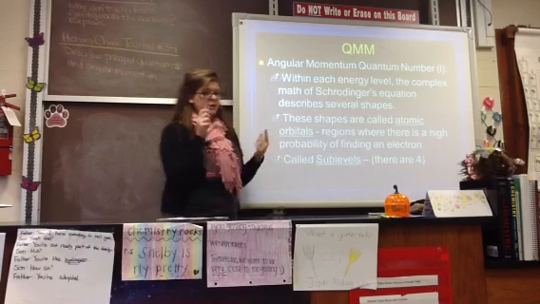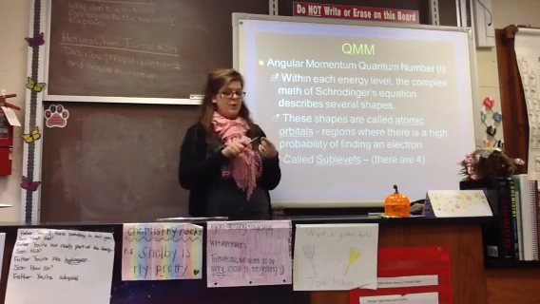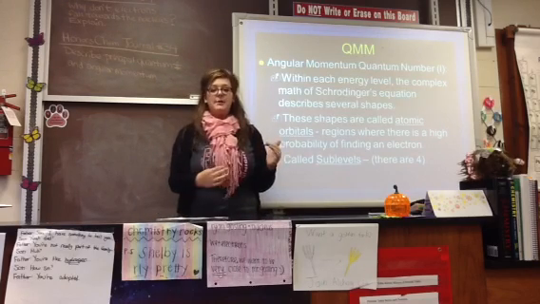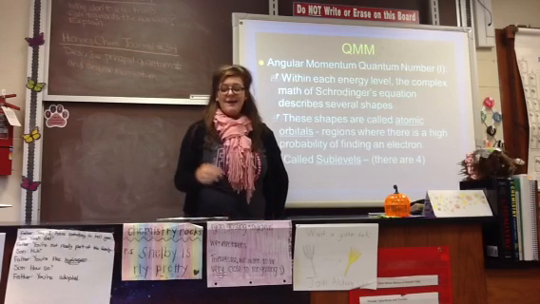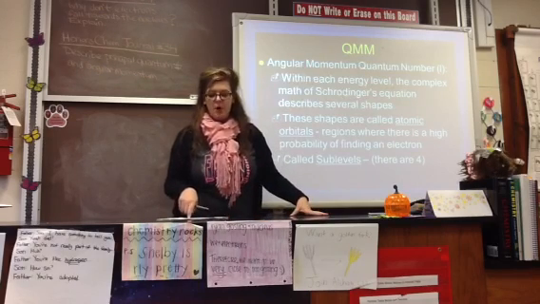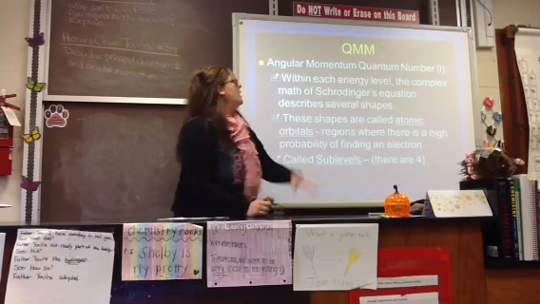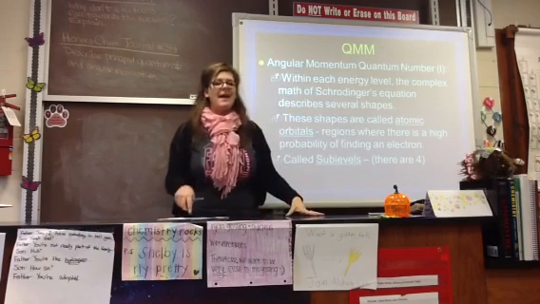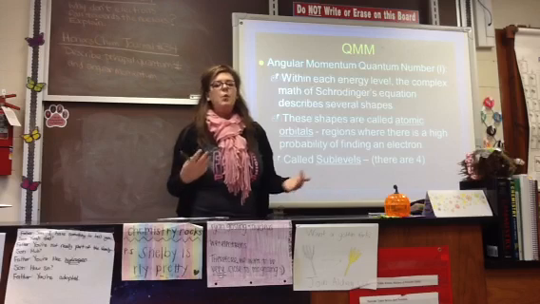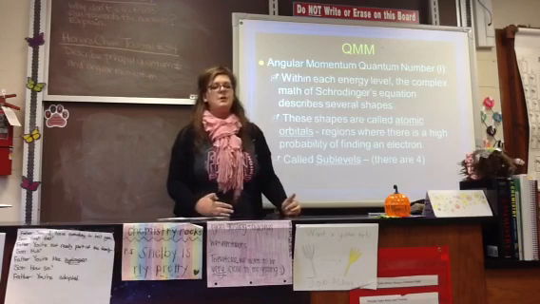So let's go back. Principal quantum number just means energy level. We symbolize that with N. I know that. I can find that using my periodic table based on what row I'm in. Angular momentum quantum number, we symbolize that by L, and all that means is what is the shape of the electron cloud. That's it.